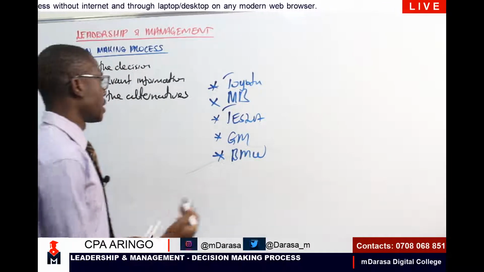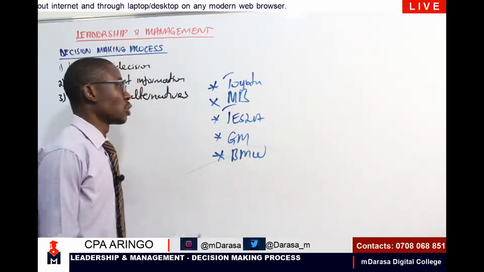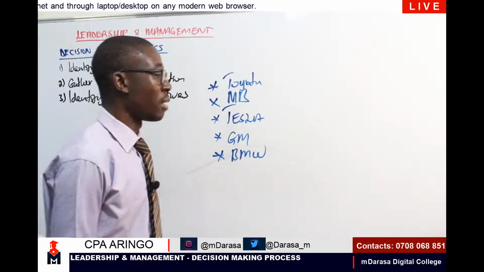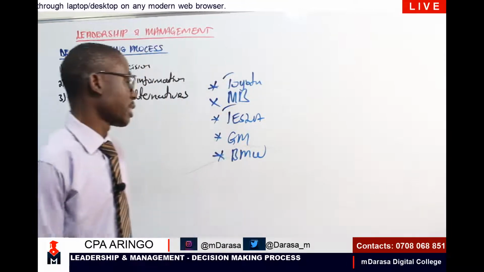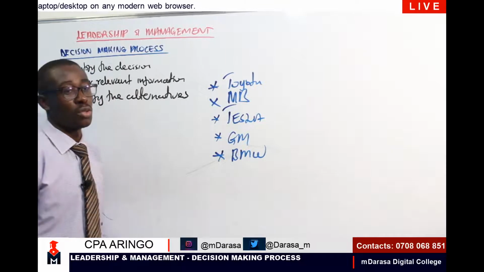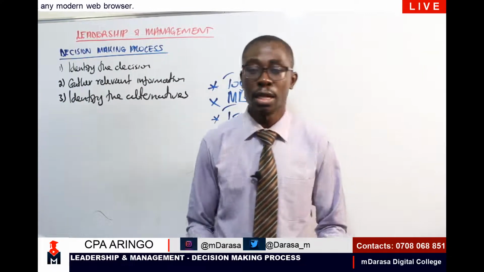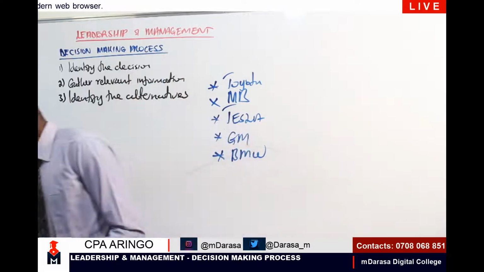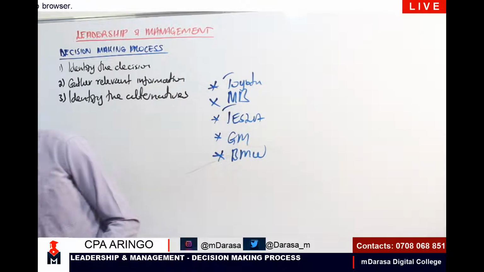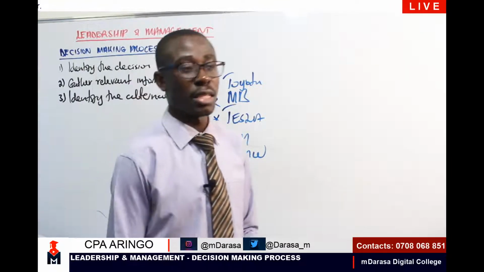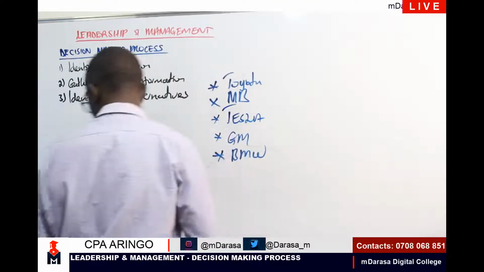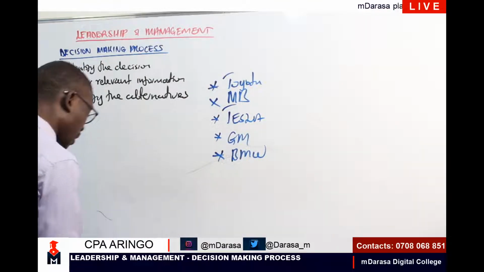So I'm looking at these alternatives. I'm having Toyota, I'm having Mercedes, we do have Tesla, we have General Motors, we do have BMW. So in this case, I need to select. These are alternatives that we are identifying.